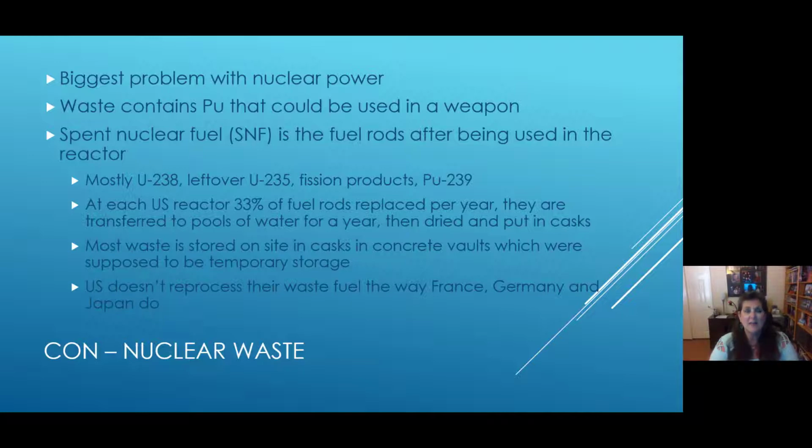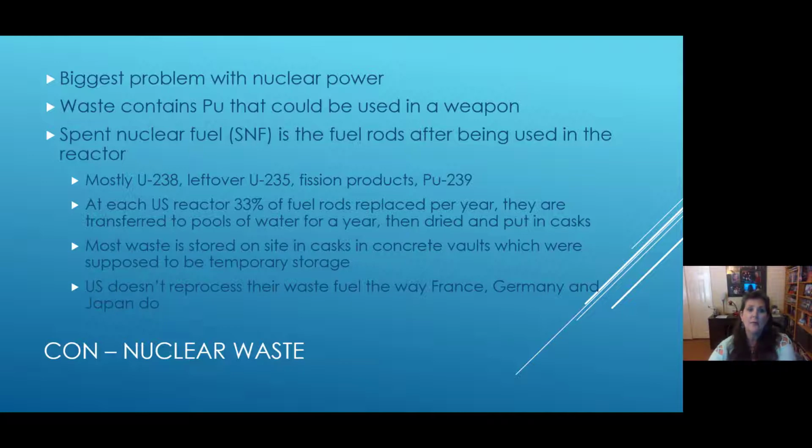The waste contains leftover uranium and it contains plutonium that could be used as a weapon if it was concentrated. The spent nuclear fuel is the fuel rods after being used in the reactor. Now, mostly what's left over is 238, which isn't fissionable, but we do have some leftover 235, which will fission to plutonium-239.